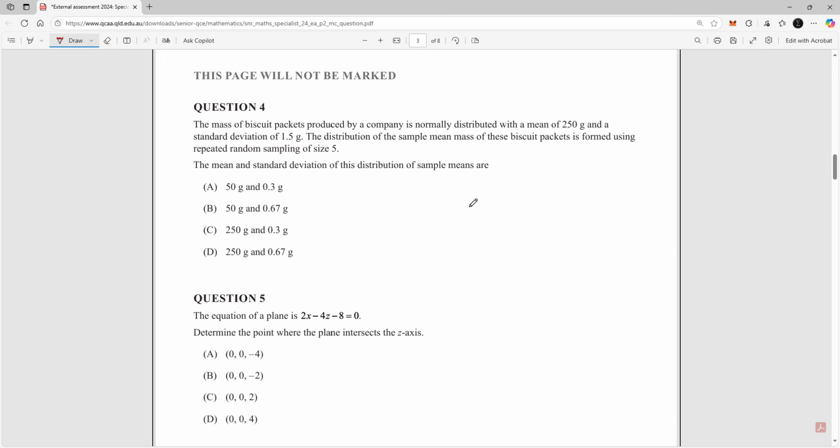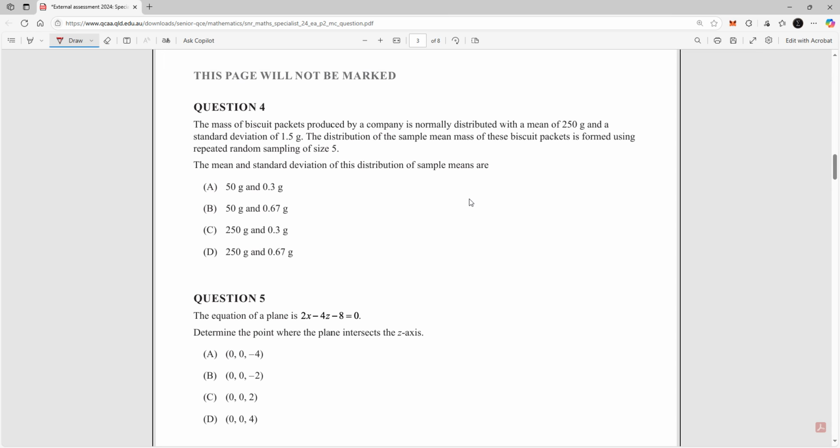The mass of biscuit packets produced by a company is normally distributed with a mean of 250 grams and a standard deviation of 1.5 grams. The distribution of a sample mean mass of these biscuit packets is formed using a repeated random sample of 5. The mean and standard deviation of this sample are.